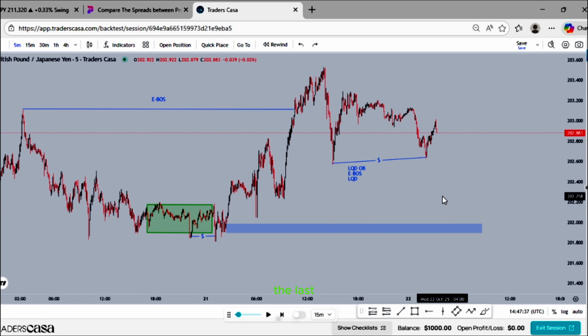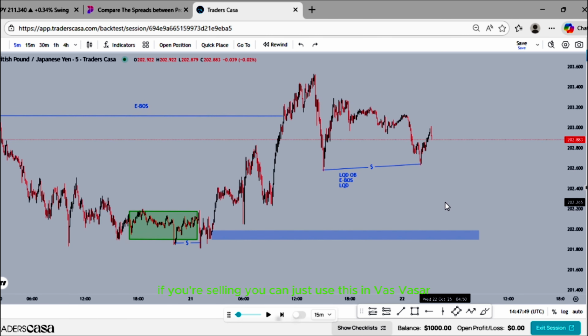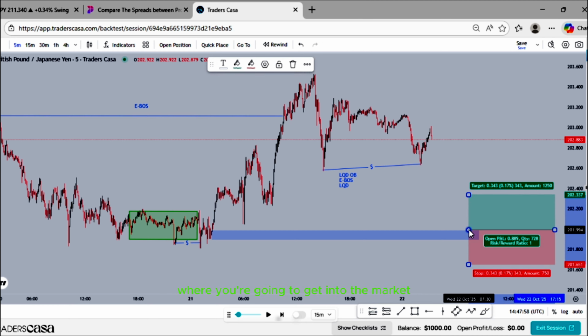The last but not the least is the liquidity order block. Try as much as you can for your order block to be below the liquidity if you're buying. It should be above the liquidity if you're selling. You can just use this vice versa. Then all you have to do is set a pending order, a buy pending order, or set an alert at this top right here where you're going to get into the market.